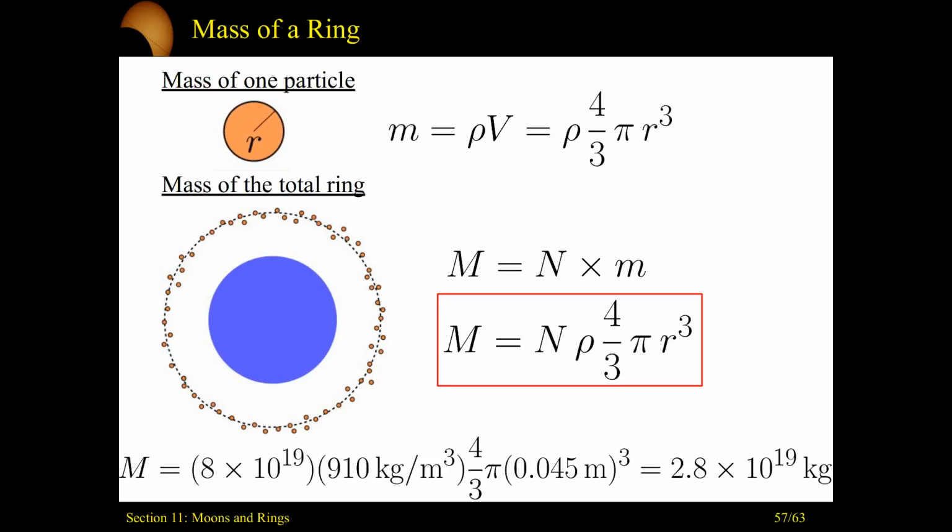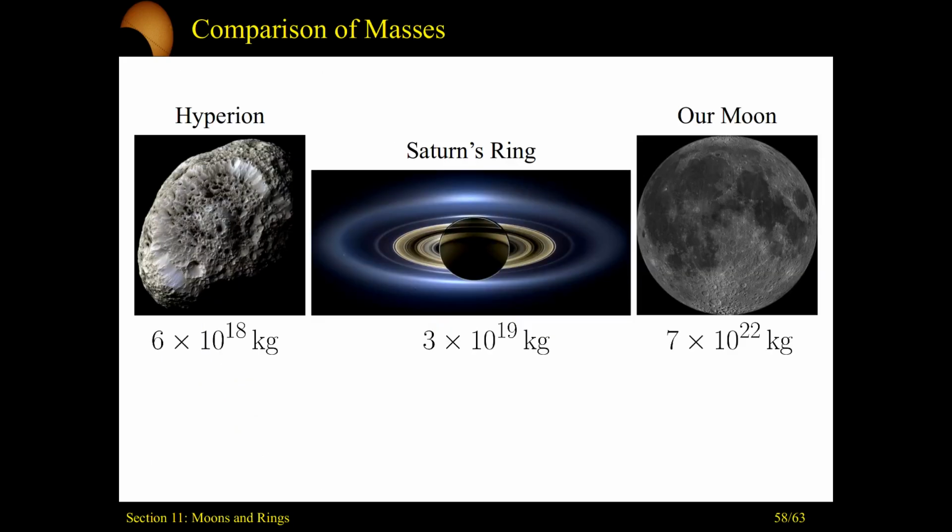So let's put that number in scale here, because 10 to the 19th kilograms means nothing to my brain. I don't know what it does for your brain. So let's do some comparisons. Hyperion, another moon of Saturn, has a mass of 6 times 10 to the 18th kilograms versus the rings of Saturn, which are 10 to the 19th. Luna, our precious moon, is on the scale of 10 to the 22nd kilograms. So altogether, I would say that the rings of Saturn have the mass of an intermediately sized moon, and they're composed of the same types of materials that we find in moons.